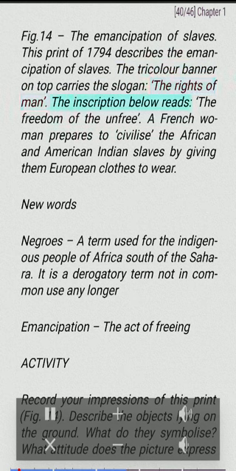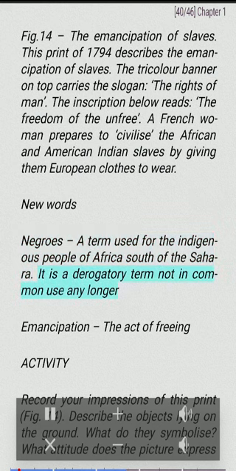This print of 1794 describes the emancipation of slaves. The tricolor banner on top carries the slogan, "The Rights of Man." The inscription below reads, "The freedom of the unfree." A French woman prepares to civilize the African and American Indian slaves by giving them European clothes to wear.